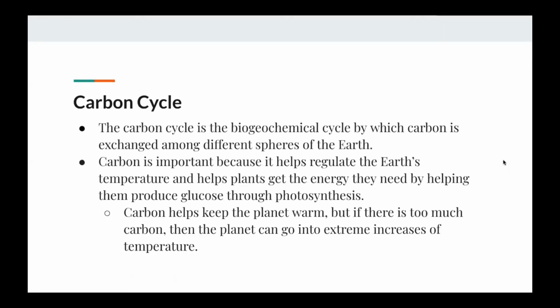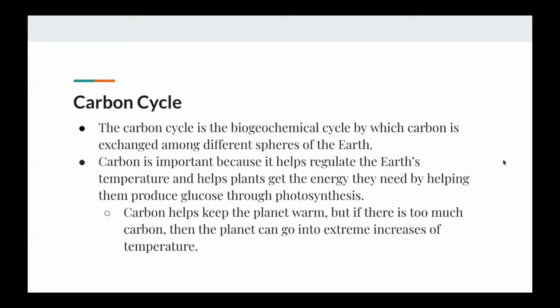Carbon cycle. The carbon cycle is a biogeochemical cycle, which is a pathway an element moves through different processes of the earth, such as water moving through the water cycle as it goes into the air and freezes. The carbon cycle is when carbon is exchanged among the different spheres of the earth. So it can go through air, water, or land.